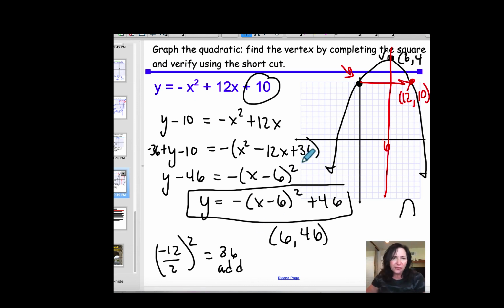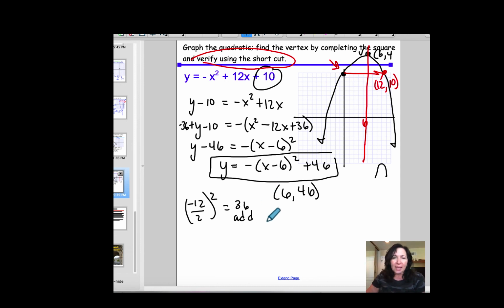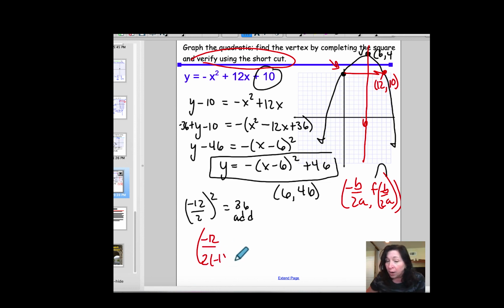Now, this says to verify my vertex using the shortcut, so I can do that, or use my calculator. But let's just do that because they asked us to. Remember the vertex? It's negative b over 2a. So negative b is the opposite of 12, so negative 12 over 2 times negative 1. Negative 12 divided by negative 2 is 6.